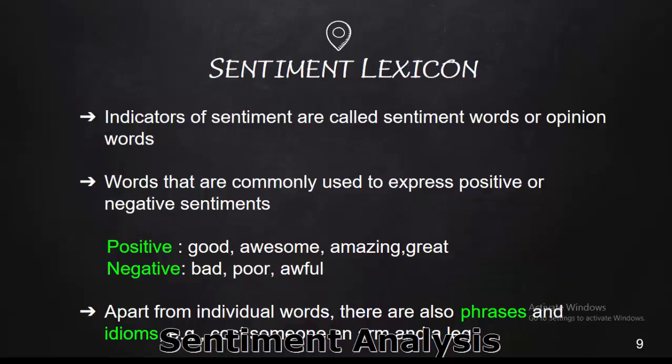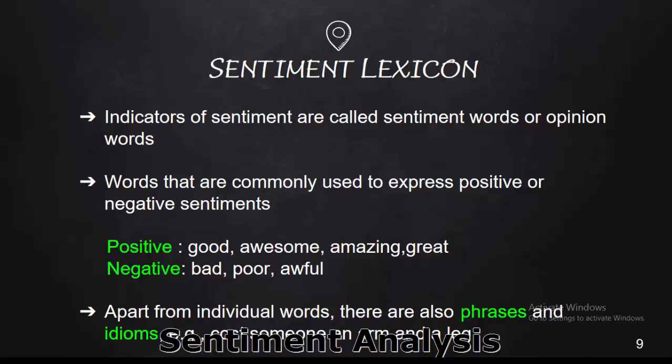Sentiment lexicon. Indicators of sentiments are called sentiment words or opinion words. These are words commonly used to express positive or negative sentiments. Positive keywords are good, awesome, amazing, great. For negative expression, they are bad, poor, awful, etc.